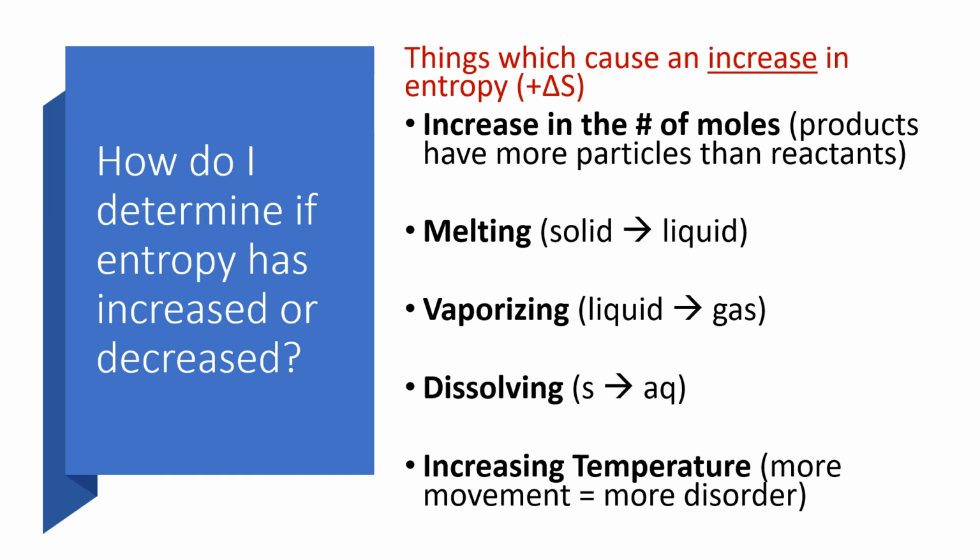If you think back to our definition of entropy, 0 entropy is when you have a perfect crystal at 0 degrees Kelvin. So as your temperature increases from 0 Kelvin, you have more movement, more possible arrangements. That gives you more entropy. As you go from a solid to a liquid, liquid to a gas, or into an aqueous, that's going to result in more possible arrangements, more disorder, more entropy.